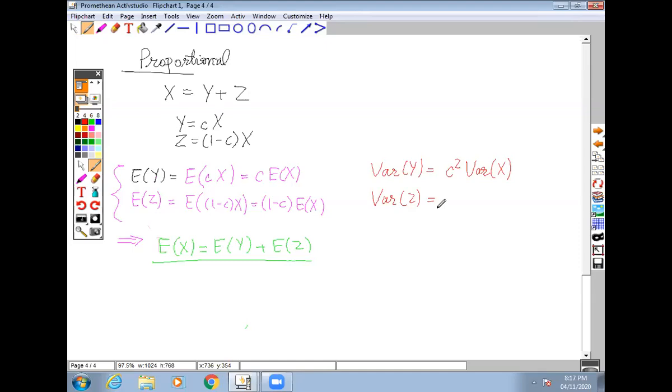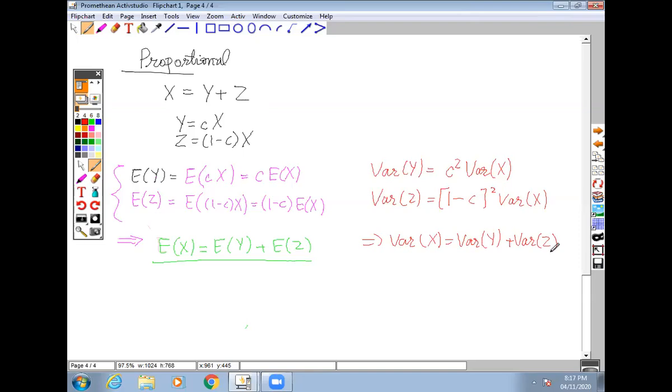How will I write my variance of Z? 1 minus c square variance of x. So 1 minus c the whole square variance of x. So now can I say whether my variance of x is equal to variance of y plus variance of z? Can I say this or not?